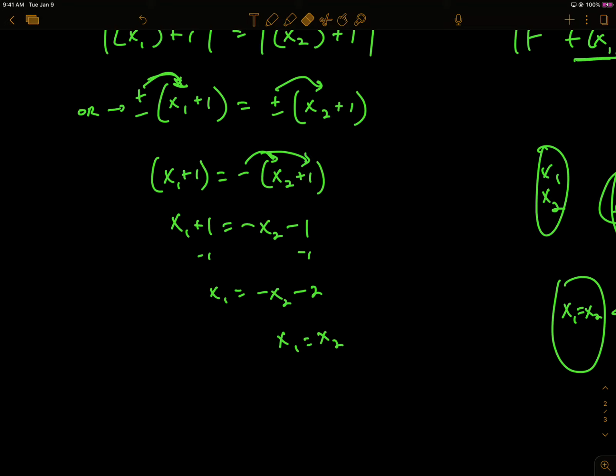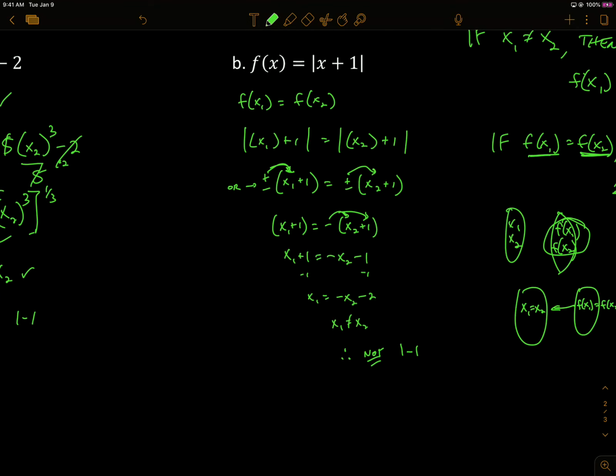I'm showing that the same y values don't map back to the same x values. They're different. So I'm saying that x sub 1 is not equal to x sub 2, so therefore the function is not one-to-one. That's how we show that algebraically.